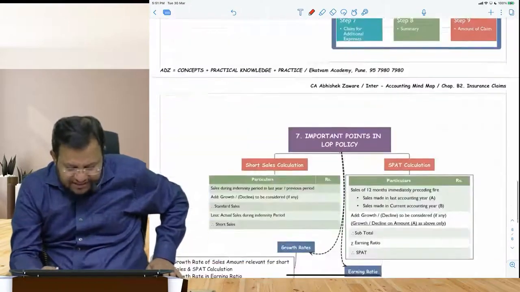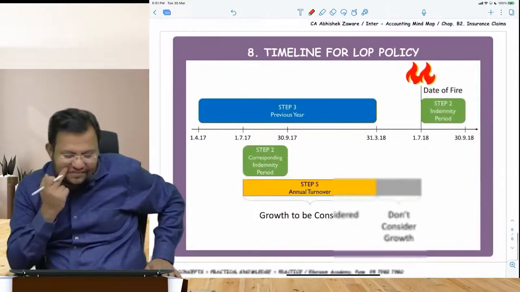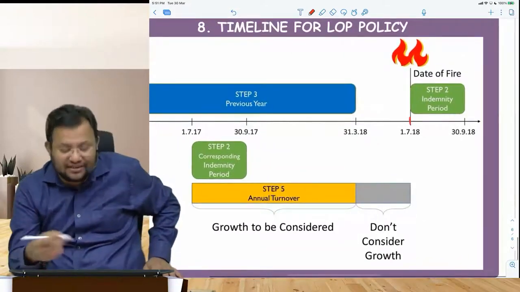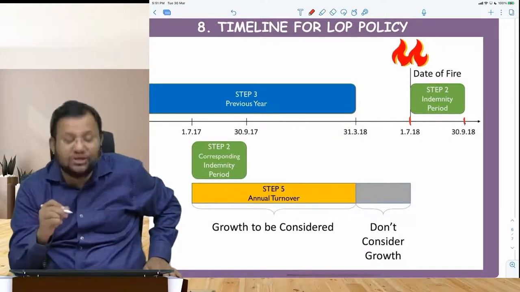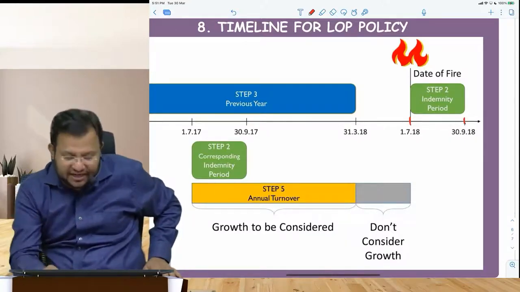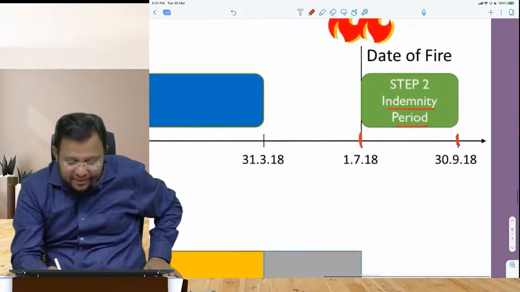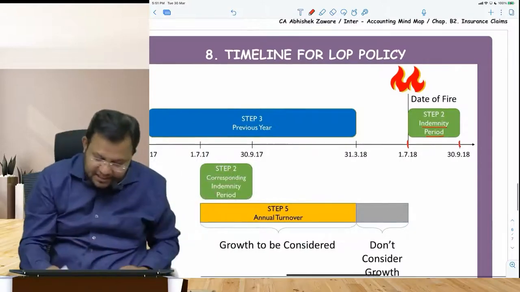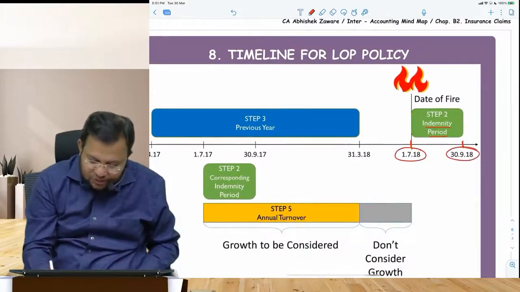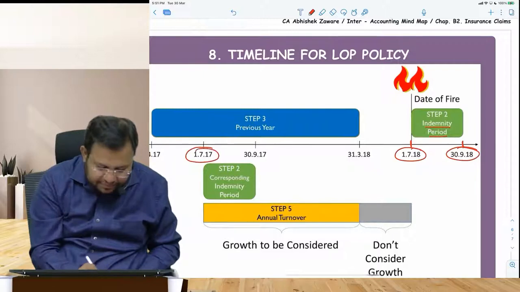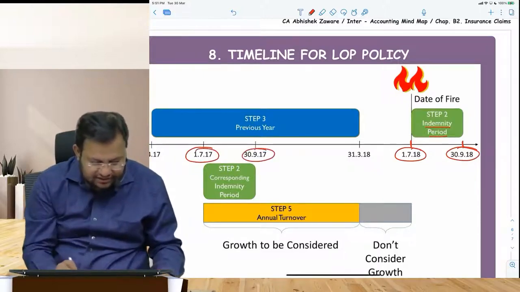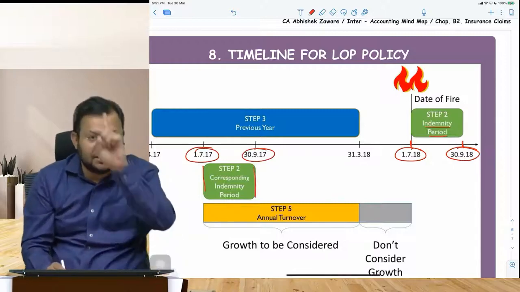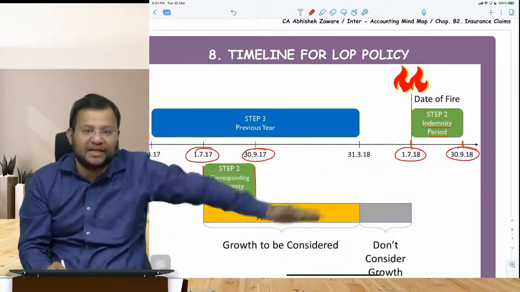So before we learn the steps, you should learn the timeline of various events. Whenever the fire takes place, from the date of fire or that event till the date of restoring your business back again in a normal condition, we call that as indemnity period. And you have to find a corresponding period in the previous year. So in my example, it was July 2018 to September 18. So you have to find a corresponding period of July 17 to September 17. That is called as corresponding indemnity period. So first is indemnity period and corresponding indemnity period.